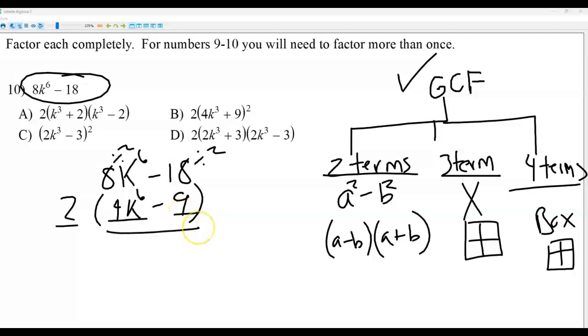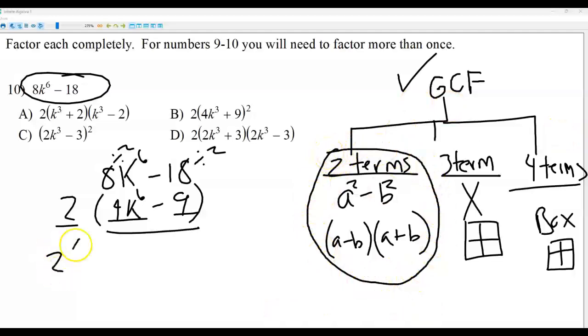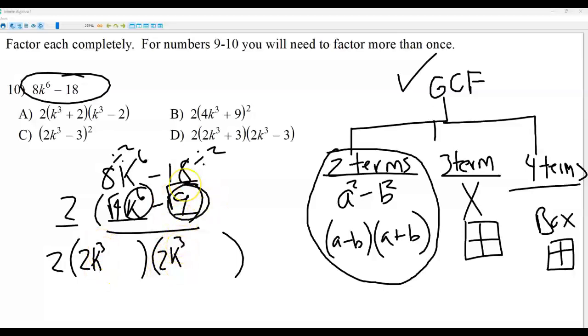Now I'm going to look at what's left here, 4k to the 6th minus 9, and I'm going to see which of these strategies I can use on that. Well, since it has 2 terms, we're going to check to see if it's a difference of squares. Well, it depends. Can I take the square root of these numbers? Yeah, I can. The square root of 4 is 2, and if you take k to the 6th and split it up evenly, you get 3, right? So it's going to be 2k to the 3rd for the first term there. And for the second term, the square root of 9 is 3.